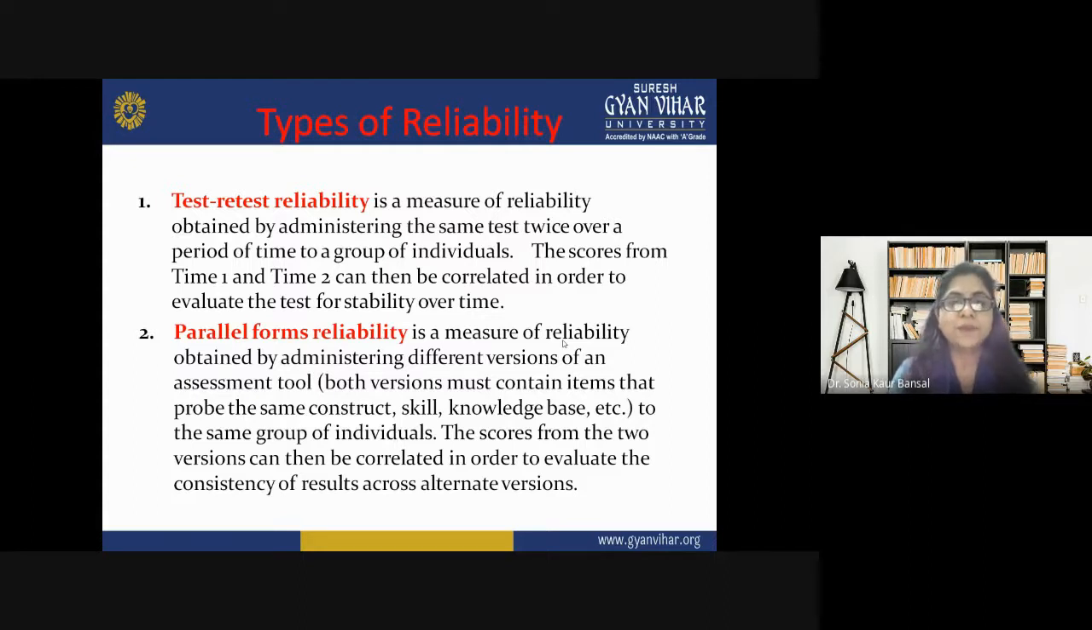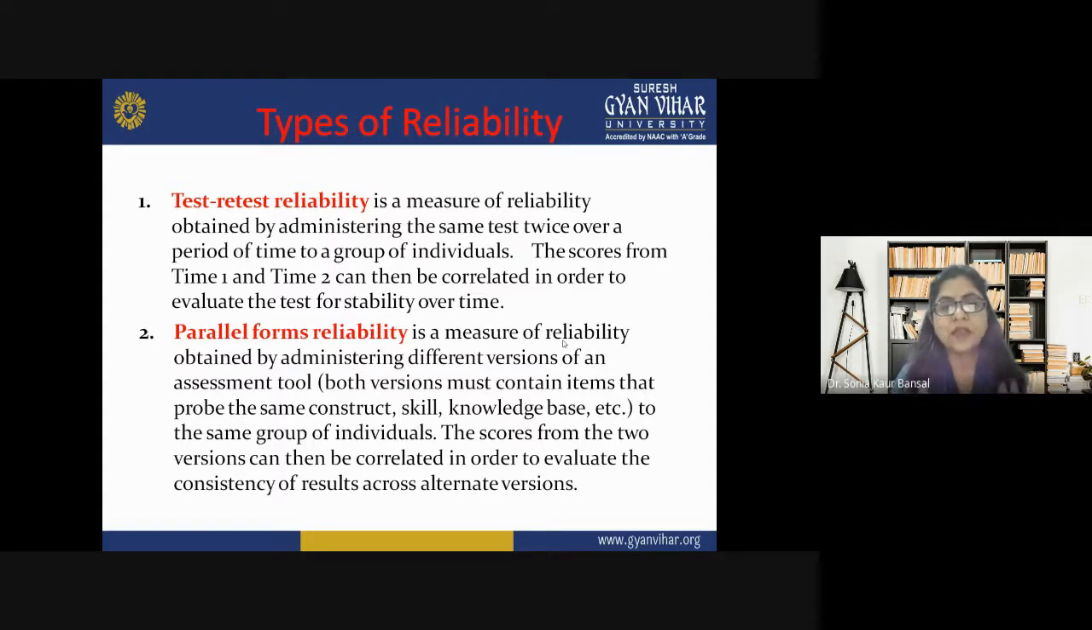Then the second type of reliability is parallel forms reliability. It is a measure of reliability obtained by administering different versions of an assessment tool. Both versions must contain items that probe the same construct, skill, knowledge base, etc., to the same group of individuals. The scores from the two versions can then be correlated in order to evaluate the consistency of results across alternate versions.